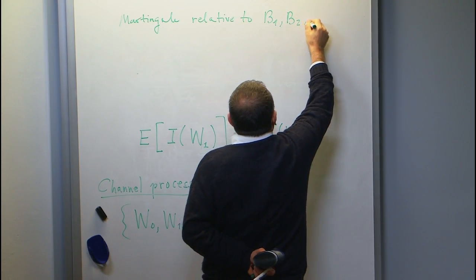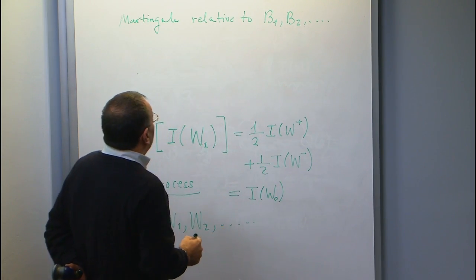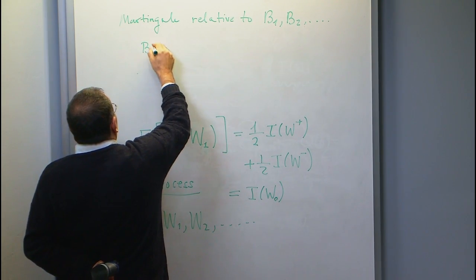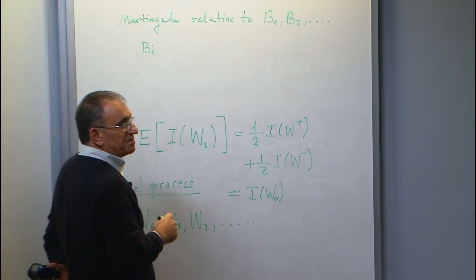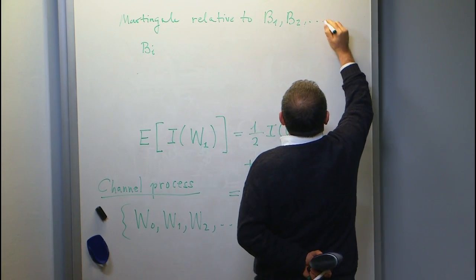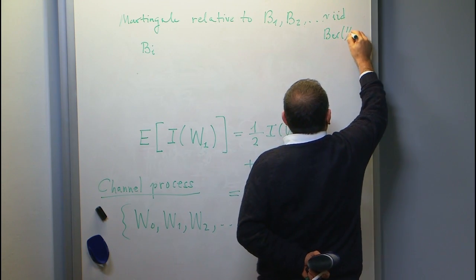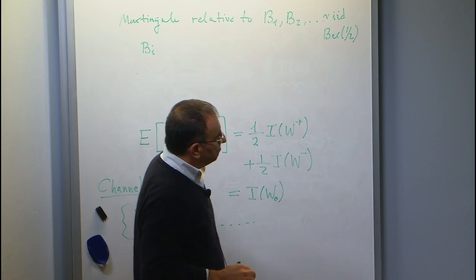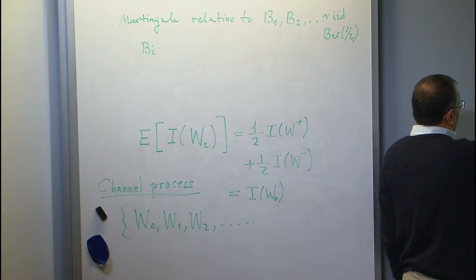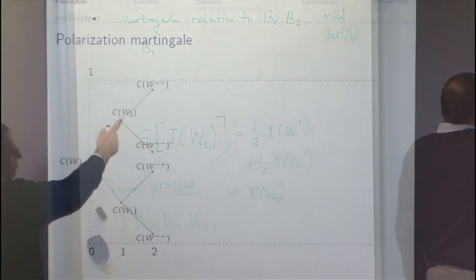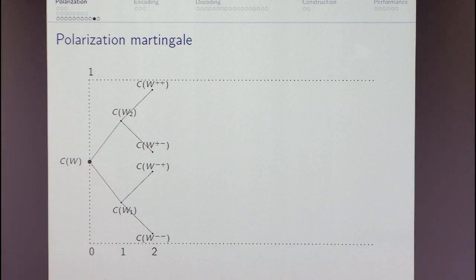So I will call them B1, B2, etc. The Bi here, this is an IID Bernoulli process, IID Bernoulli half. These are the direction selectors. B1 is determining whether I go up or down here. B2 is determining what I do in the next step, and so on. They are independent. So the martingale that I'm speaking of is the following one.